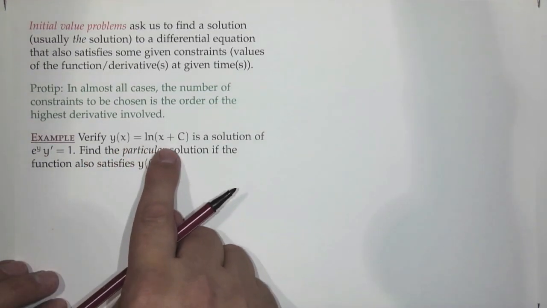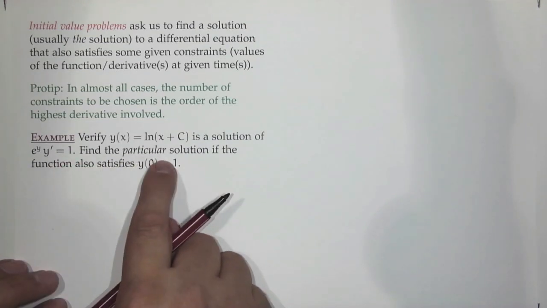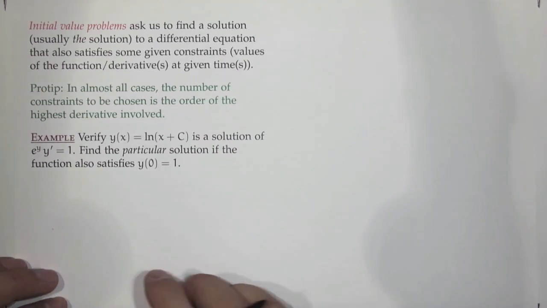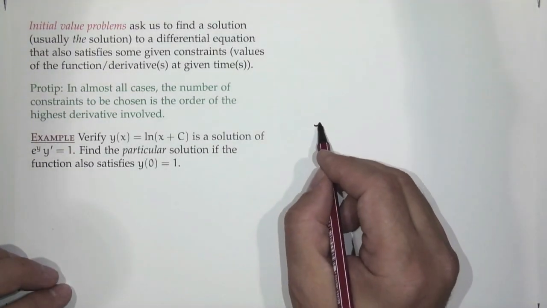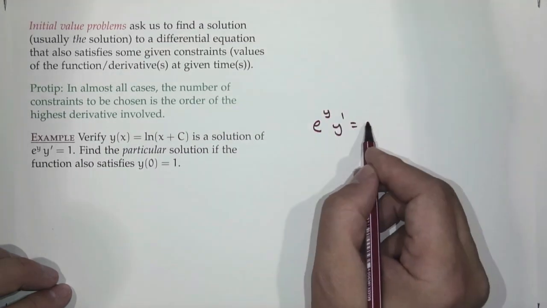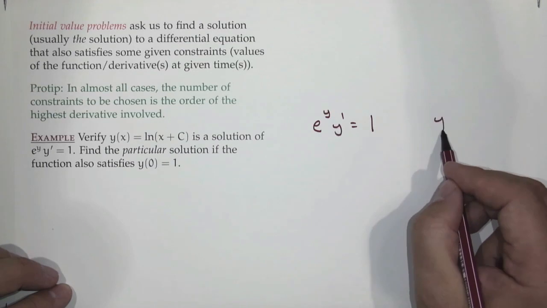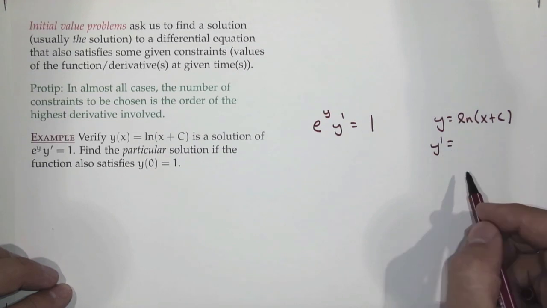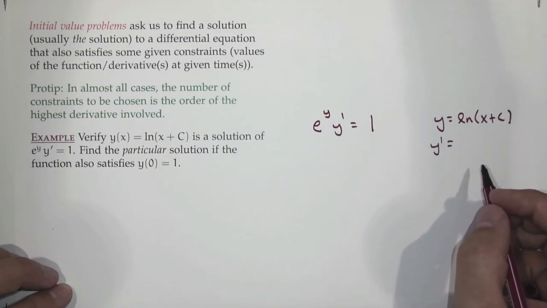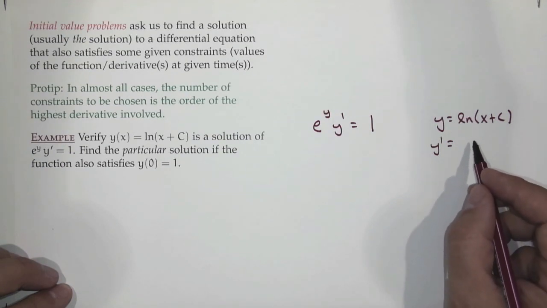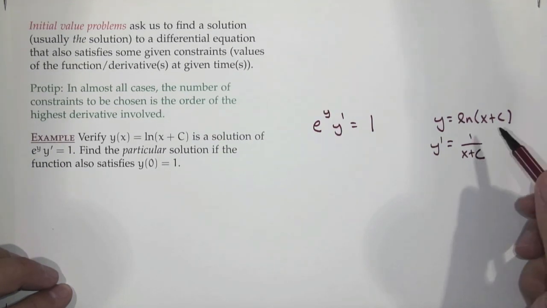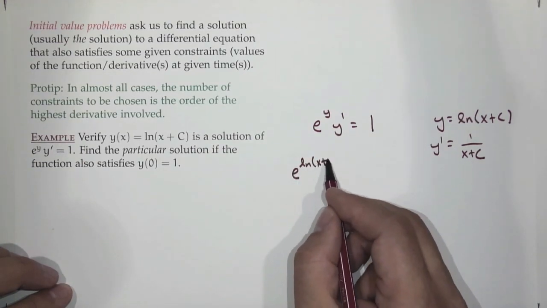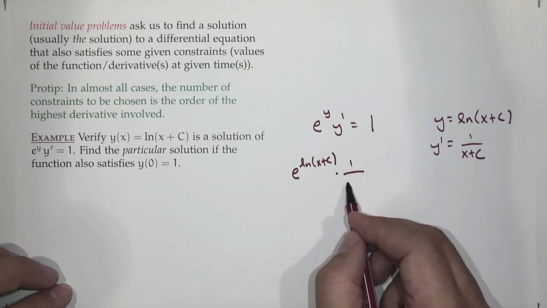So verify y equals natural log of x plus c is a solution. Find the particular solution which satisfies y of 0 equals 1. All right. Well, so to verify, we need to check e to the y times y prime equals 1. Now, y is this natural log of x plus c. What is y prime? One over x plus c. Good. The differentiation of log is 1 over. So we have e to the natural log of x plus c times 1 over x plus c.